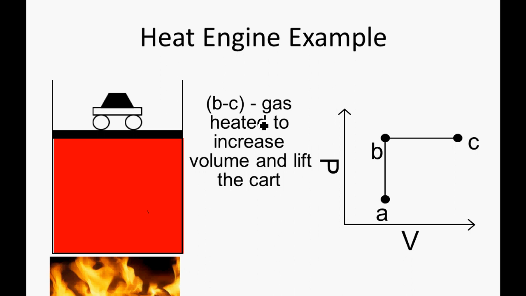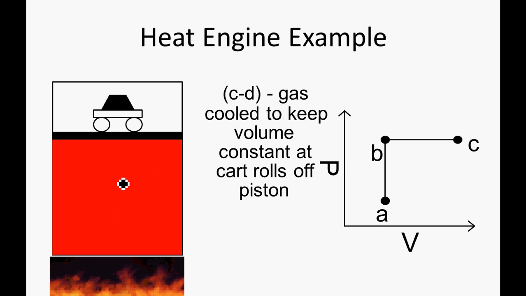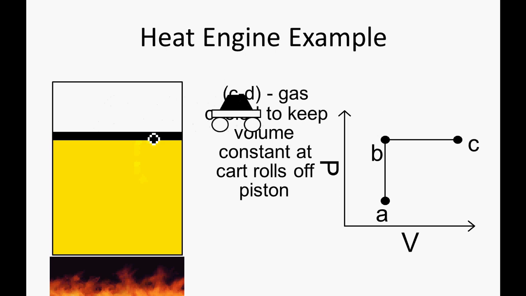Next, we need to get our ore cart off, right? And so we drive it off. And as we do it, we're going to let heat come out to get the pressure to come down so that as it comes off, the piston doesn't shoot up. It's going to stay at the same volume. So as we move the ore cart off, we have to reduce the pressure of the gas to keep the volume constant. All right? So we do that, heat comes out of the system, and we go back down here, all right?